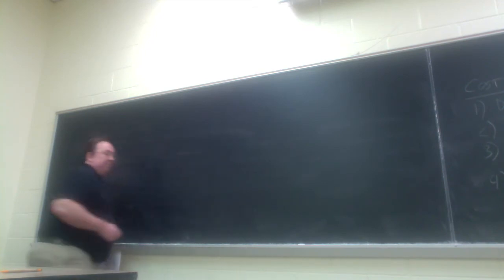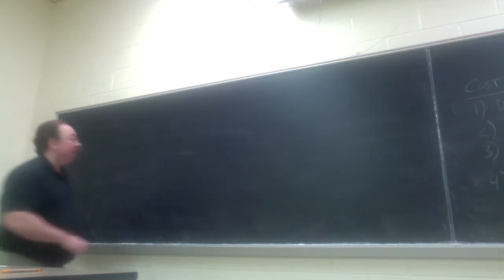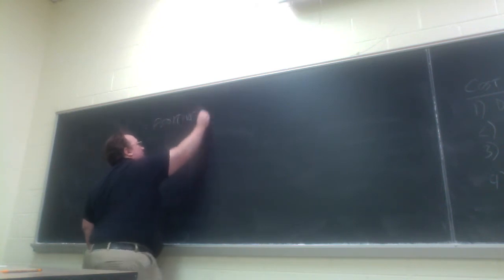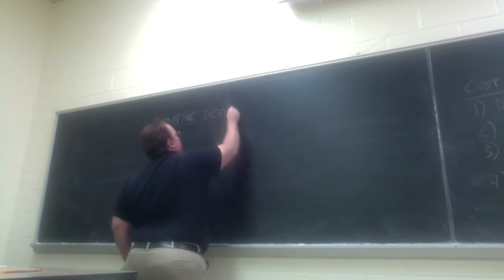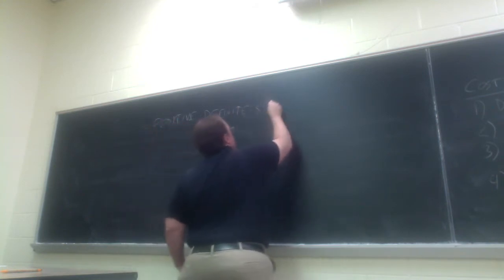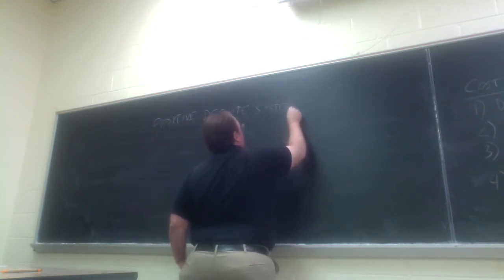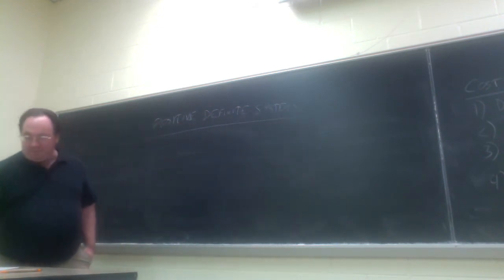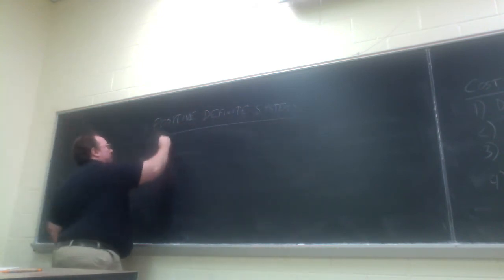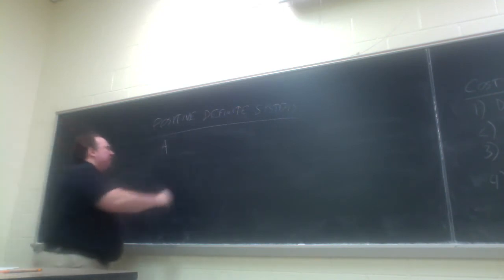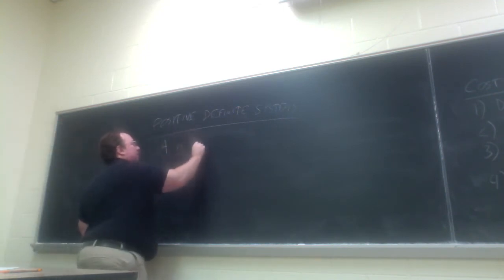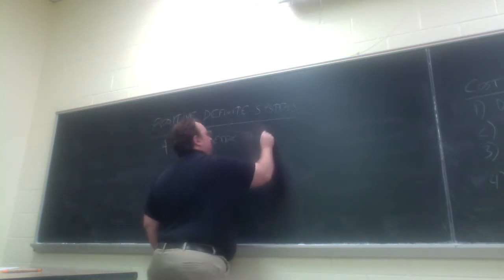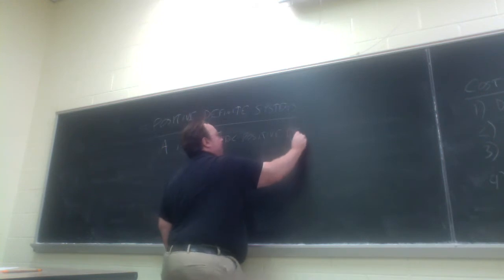So I have 2 classes of matrices in particular that I'll talk about. First, this is one of my favorites because of all the nice properties it has: positive definite systems. Or in other words, Ax equals b systems that have positive definite matrices. Okay. So, matrix A is symmetric positive definite.